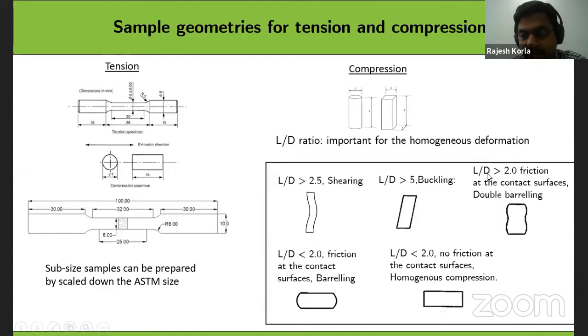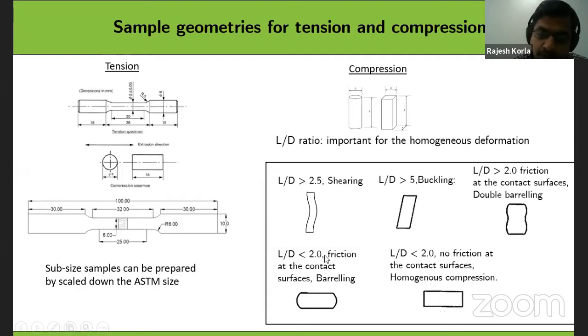On the top, if your L/D ratio is above 2.0, then there is going to be barreling like this, like a dumbbell shape: barreling in the upper portion, barreling in the lower portion. There is no deformation along the central portion of the sample. That means it's a non-homogeneous deformation. This is also not a proper way of doing compression experiments.